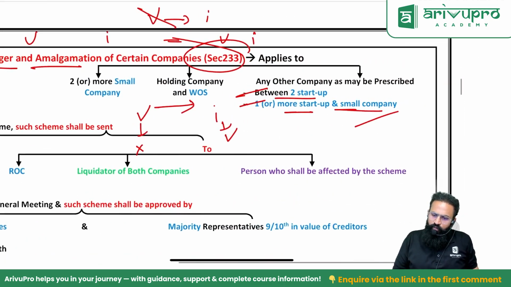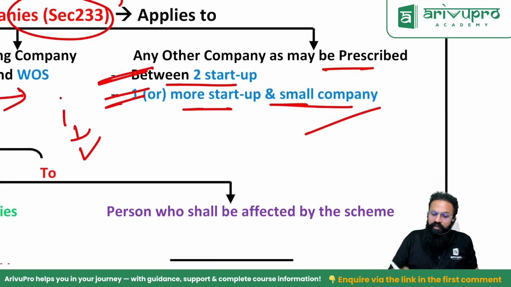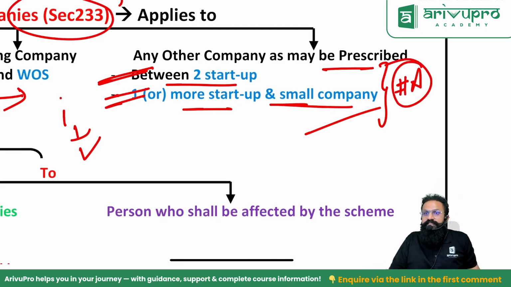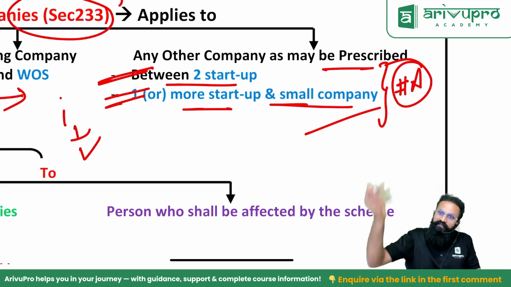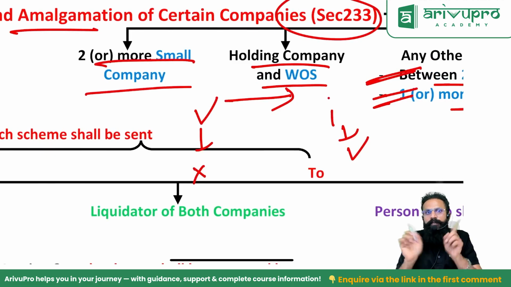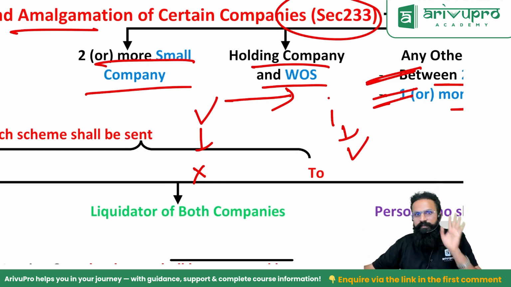Now sir, with whom all can it happen? See, any other company as may be prescribed, between 2 startups, or 1 or more startups and a small company. This was recently added. Startup to small company was recently added. Previous to that, holding company and wholly owned subsidiary were there, and 2 or more small companies were there. No other permutation was there. So recently they have added startup and small company also, and startup and startup is also allowed. That was a recently introduced amendment.